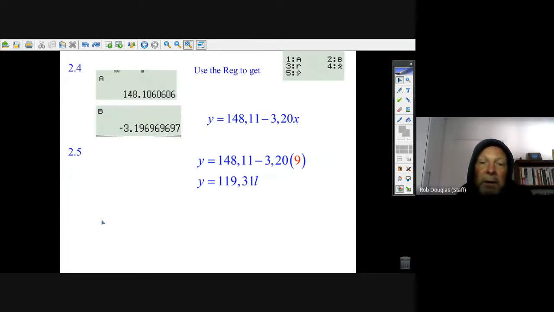And the last question says, make a prediction for the production of a cow that's 9 years old. Well, the prediction is just put 9 in for X. Well, 9 times negative 3.2 plus 148, there's your prediction for a 9-year-old cow, 119.31 liters. I use the actual equation to make a prediction. And there's the second question done. Okay.